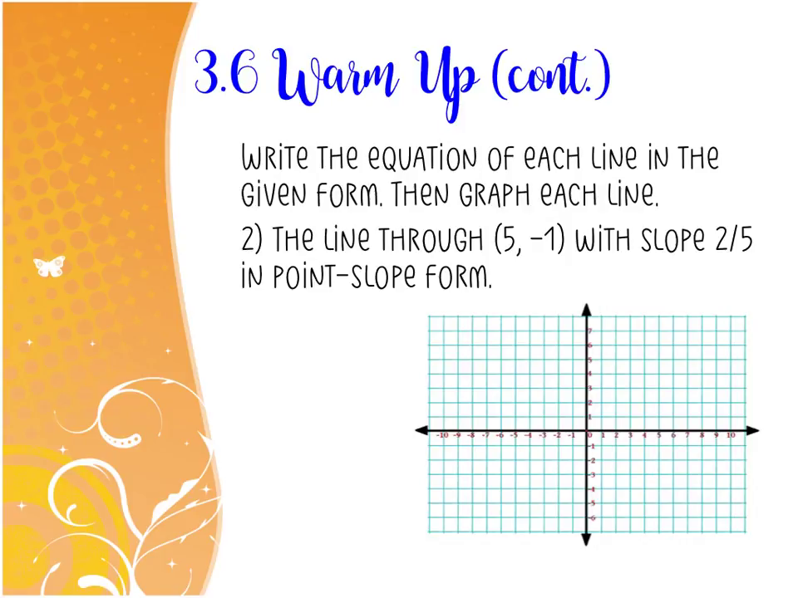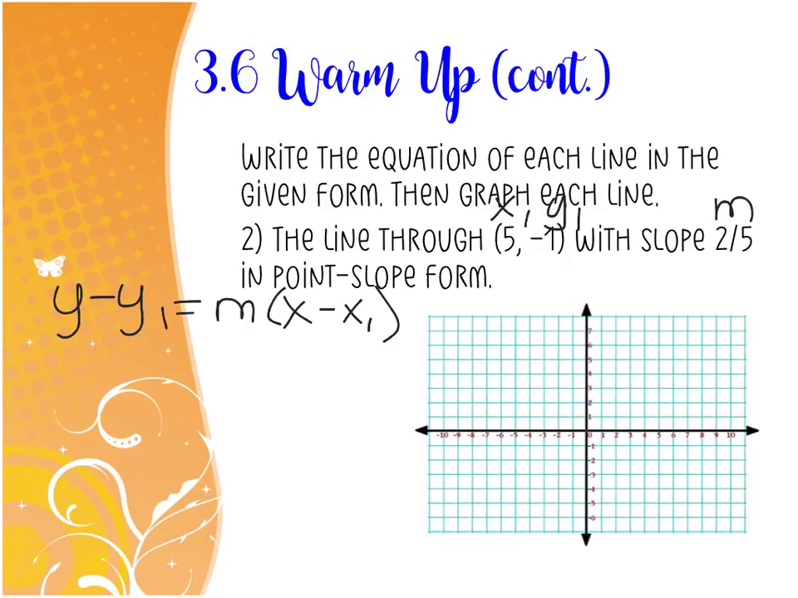All right, same set of instructions, but this time they give you a point and the slope. And it wants it in point slope form. So this is super easy to just plug it right into y minus y1 equals m times x minus x1. This would be my x1, this would be my y1, and this would be my m. So I get y minus a negative 1 becomes plus 1 equals 2/5 times x minus 5. And then you don't even have to distribute it. That's enough information. That's the format it wants it in. So that's my answer.